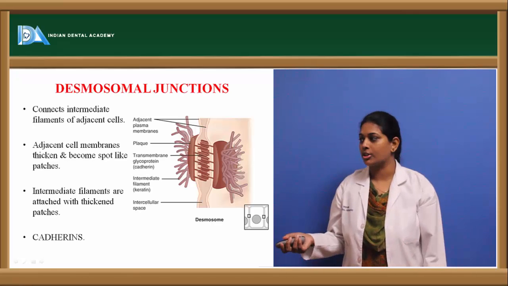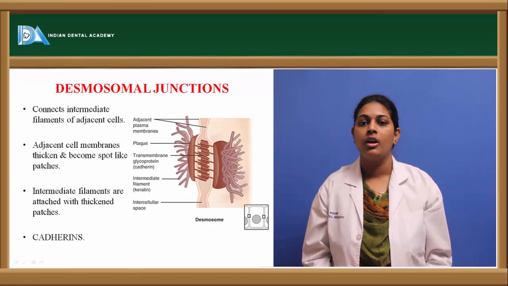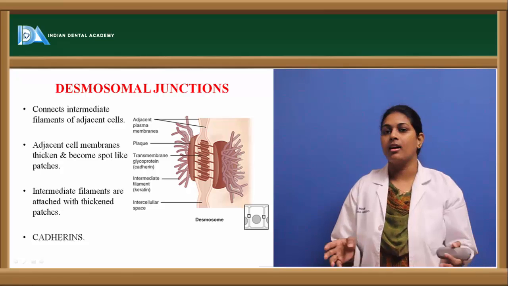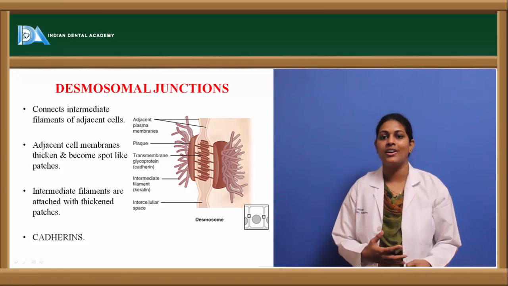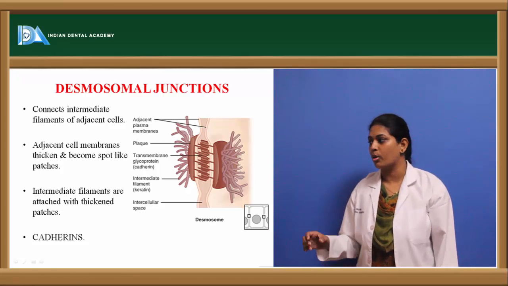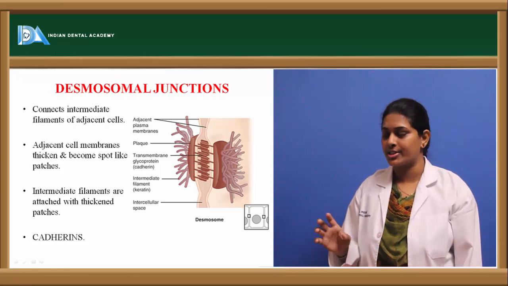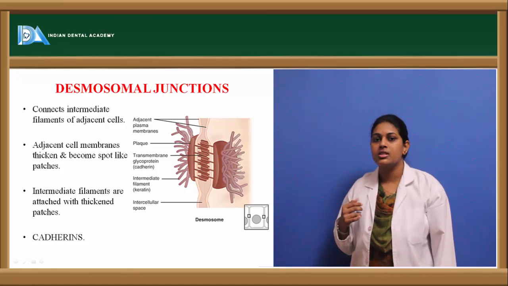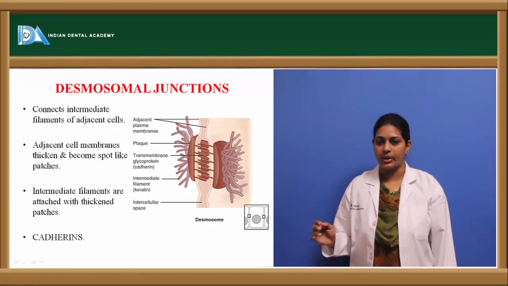Coming to the desmosomal junctions, these are the junctions which are usually present amongst the adjacent cells. That is, adjacent cells or a group of cells maintain contact with each other with the help of these desmosomal junctions, which means desmo means maintaining a proper connection between adjacent cells. So it connects the intermediate filaments of the adjacent cells. This connection is maintained with the help of intermediate filaments which are present within the cell.